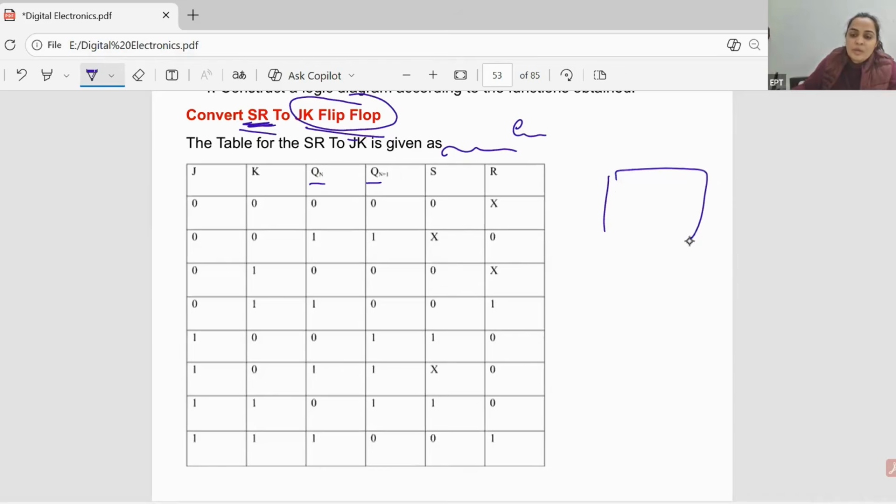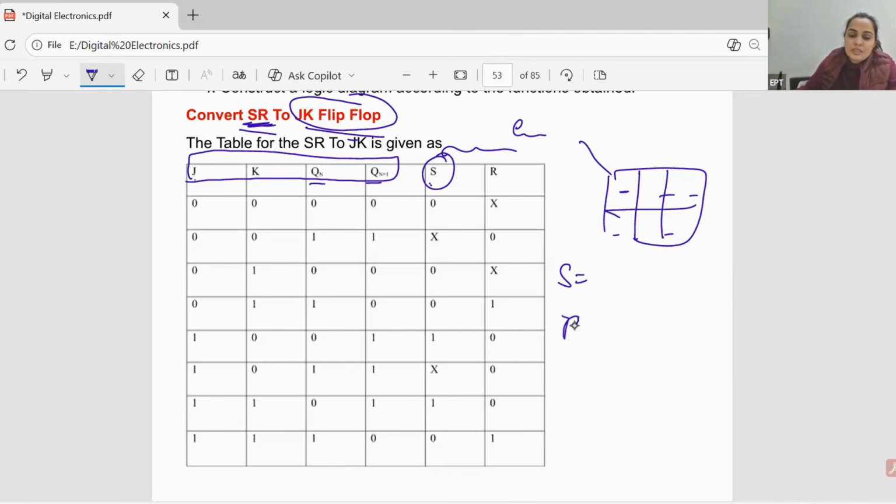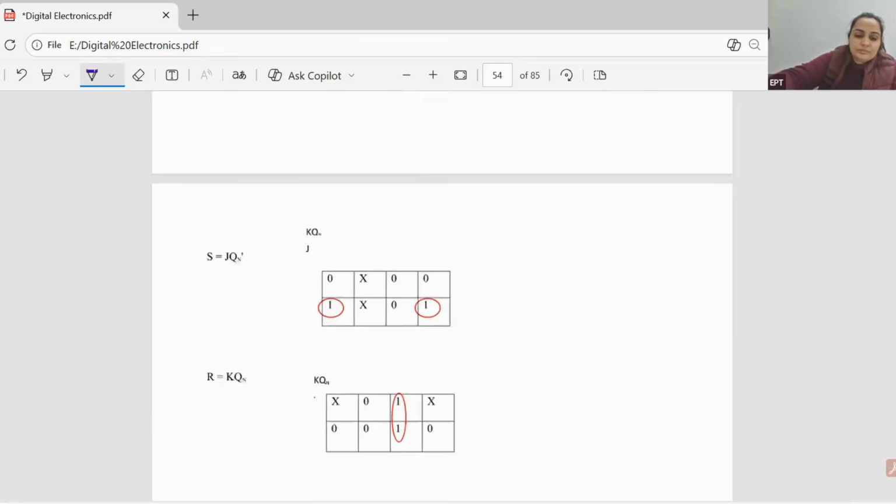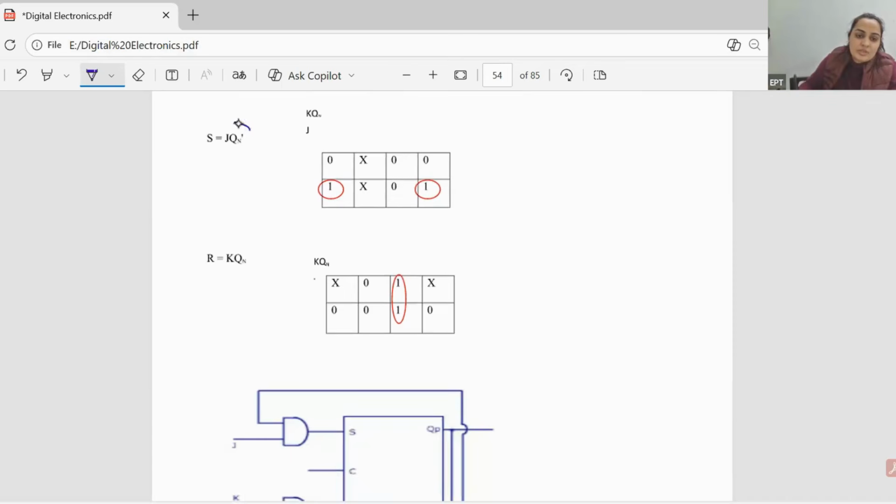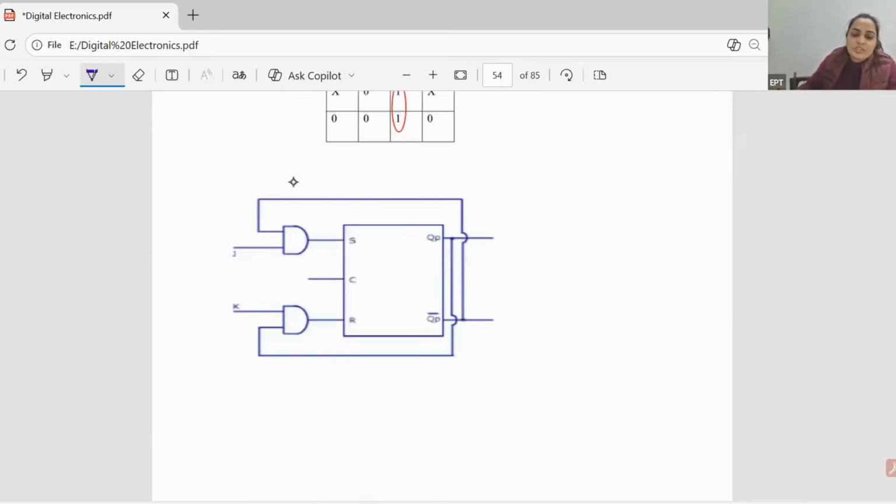Now with the help of K-map, I will fill these cells and I will get the expression for S in terms of these. Similarly for the R. Here you can see S is equal to J Qn bar, R is equal to K Qn. So here you can see this is the SR latch, SR flip flop.